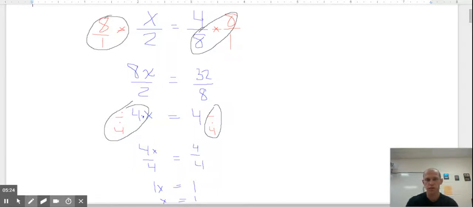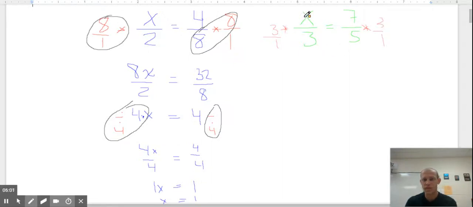Let's do this one in green. So let's say I have x over 3 equals 7 over 5. So I really have no idea what this x is going to be. But let's use this process. So I'm going to multiply this time by the denominator right here, 3, which is like 3 over 1. I'm going to do that same thing over here. Multiply by 3 over 1.